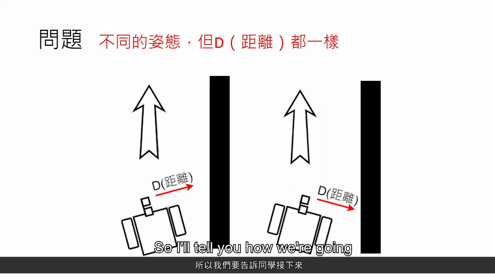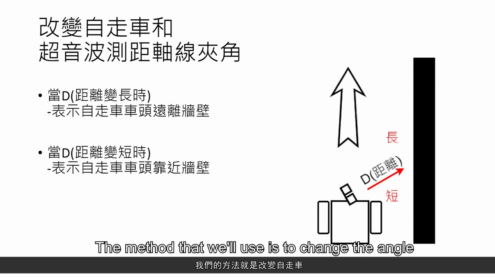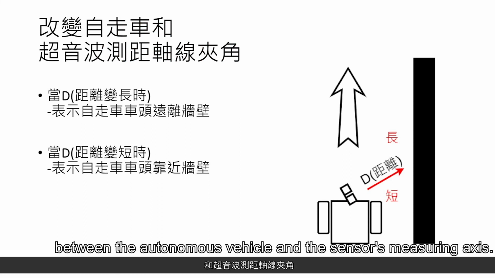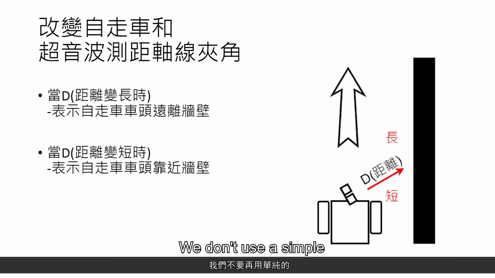So I will tell you how we are going to solve this problem. The method that we used is to change the angle between the autonomous vehicle and the sensor's measuring axis. We don't use a simple 0-degree angle. You have to make slight adjustments. The way to adjust this is that I first adjust the angle of the ultrasonic sensor, which was originally 0 degrees. This angle is not definite, we'll explain more later.